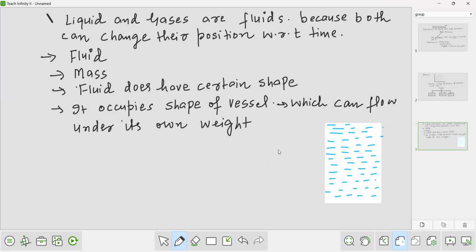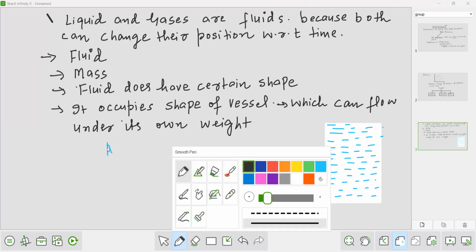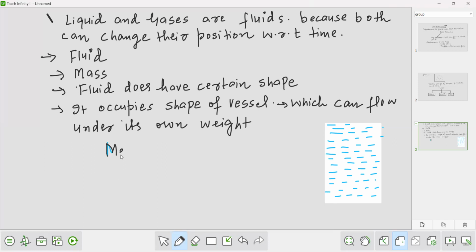This is all about fluid introduction. What is fluid? Okay. I hope you got this concept. Now I'm going to explain fluid mechanics. I already explained what is fluid. Now the next term, that is mechanics.